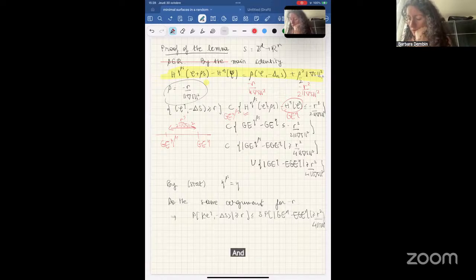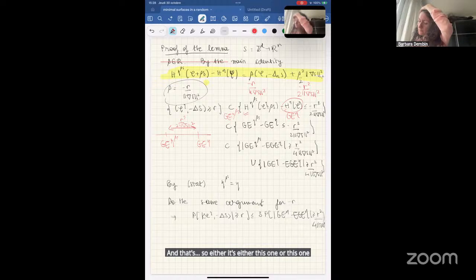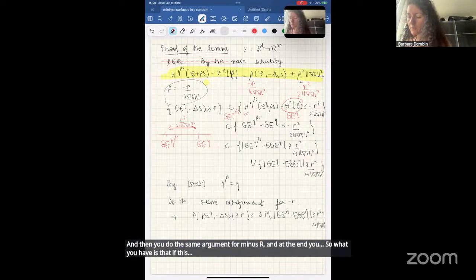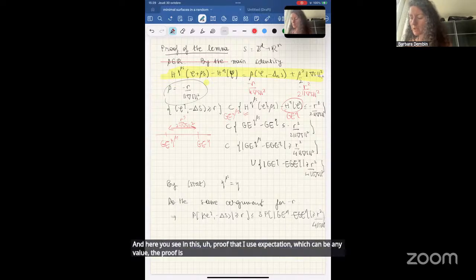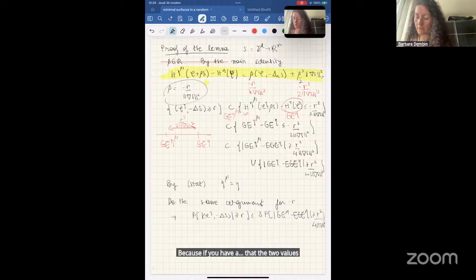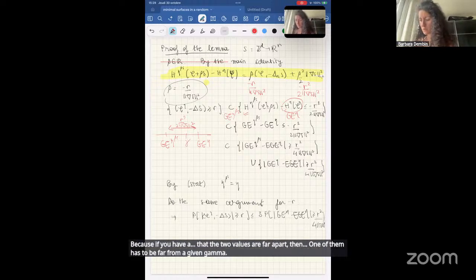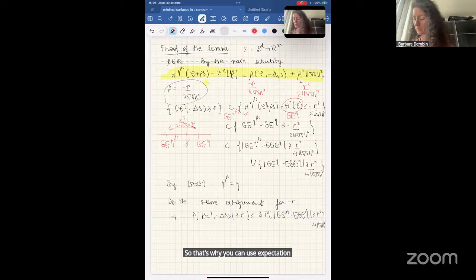And that's so either it's this one or this one. And then you do the same argument for minus r, and at the end what you have is that if this observable is large, it means that someone has to be far from the expectation. And here you see in this proof that I use expectation, but it can be any value. The proof is still true with any value gamma if you replace the expectation by any value gamma. Because if the two values are far apart, then one of them has to be far from a given gamma. So that's why you can use expectation or median or whatever.